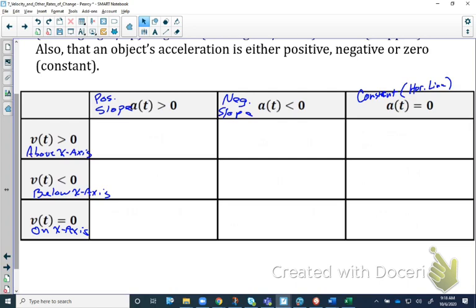If the velocity is greater than 0, it's above the x-axis, less than 0, below the x-axis, and if the velocity is equal to 0, it's at the x-axis. So when velocity and acceleration are both greater than 0, we're going to be speeding up. Same thing if they are both negative, we're speeding up. Wherever they have opposite signs, where one is increasing and one is decreasing, the particle is going to be slowing down.